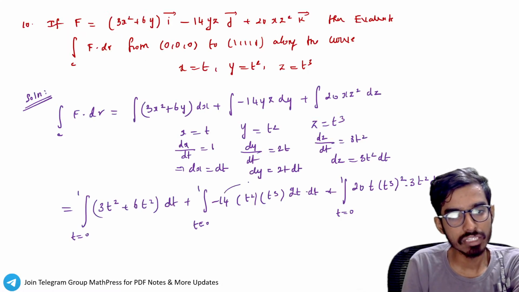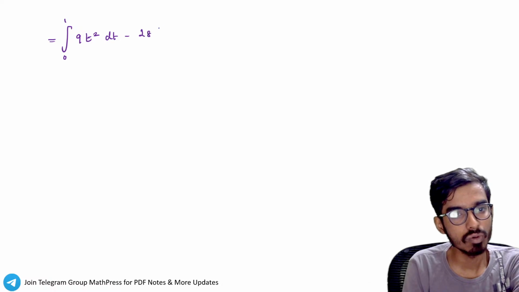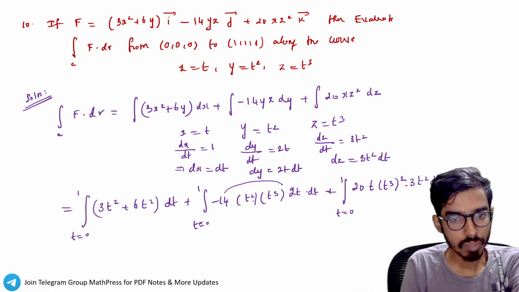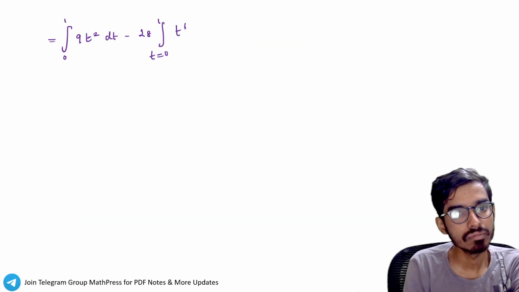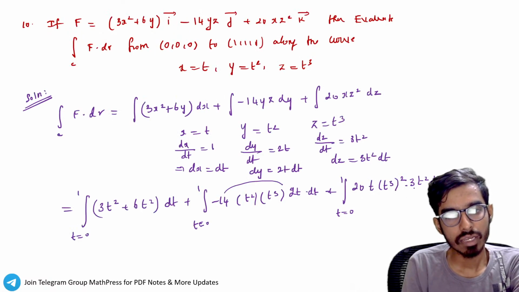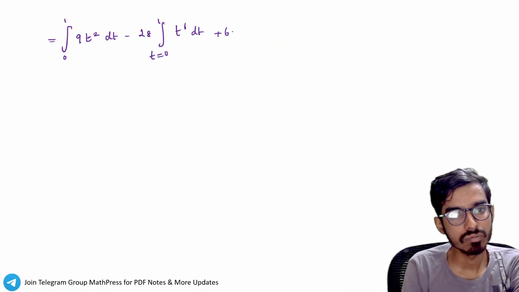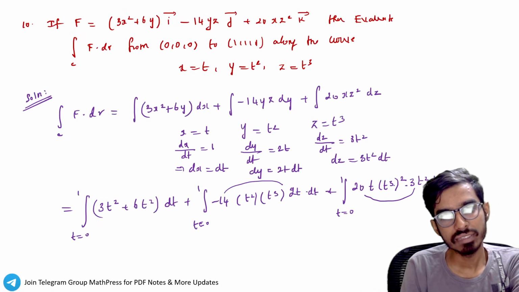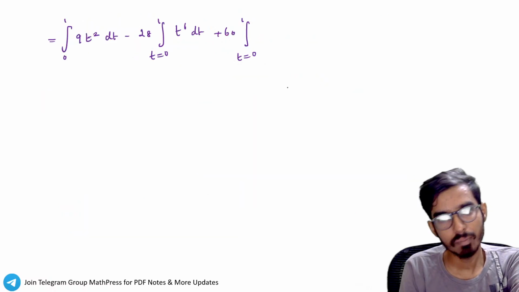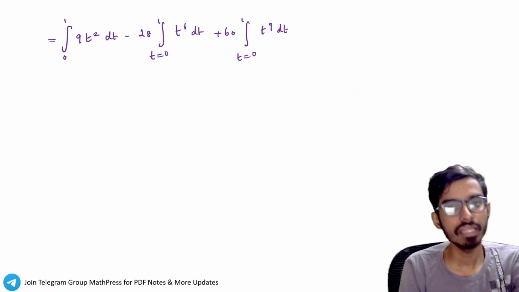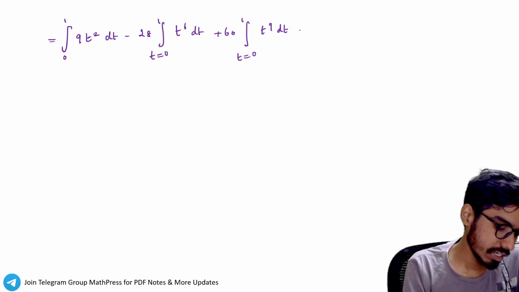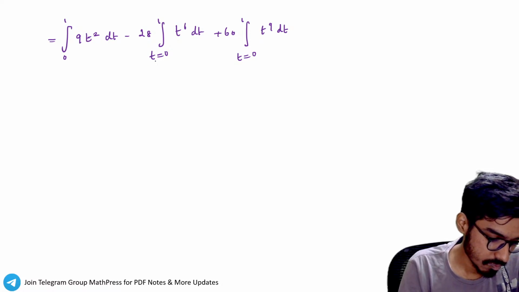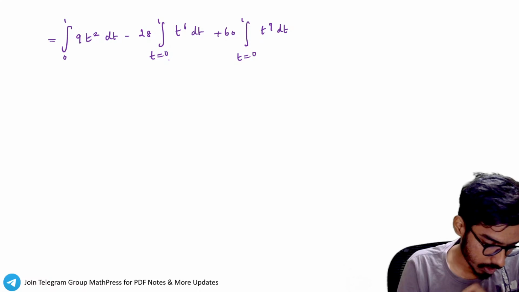Minus 14 times 2, so I'll take minus 28 outside. Integration of t varies from 0 to 1, so t⁵ into t, so t⁶ dt. t⁶ dt. So I'll take this 60 outside. t varies from 0 to 1. So t⁶, t⁸, t⁹. So this will be t⁹ dt, right? So you just integrate this and get the required answers.